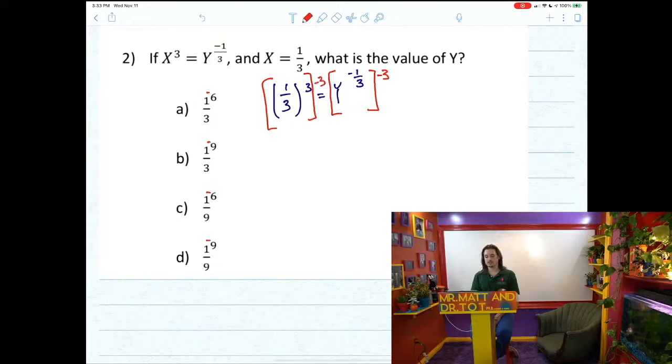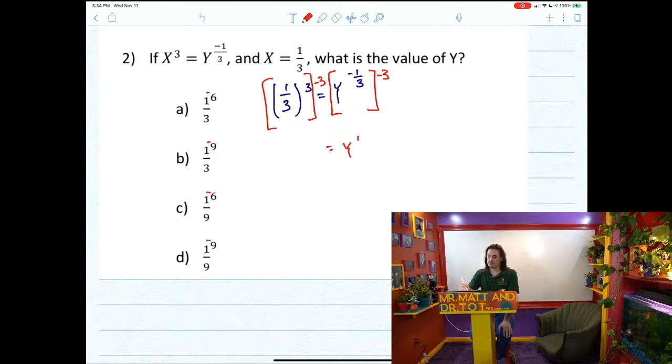And again, I do apologize. All of the answers should have negative signs as exponents. All the exponents in the answer should be negative. So if I multiply on the right-hand side, this is going to turn into just y to the first power, which we know is just y.